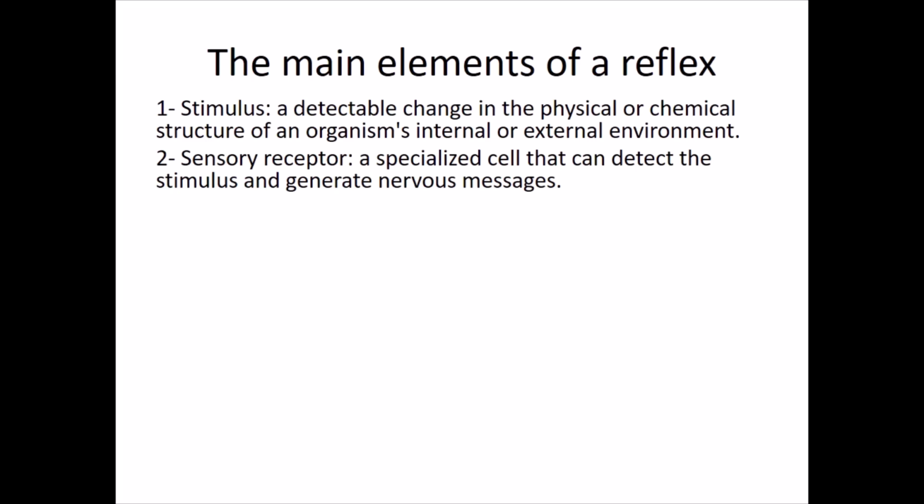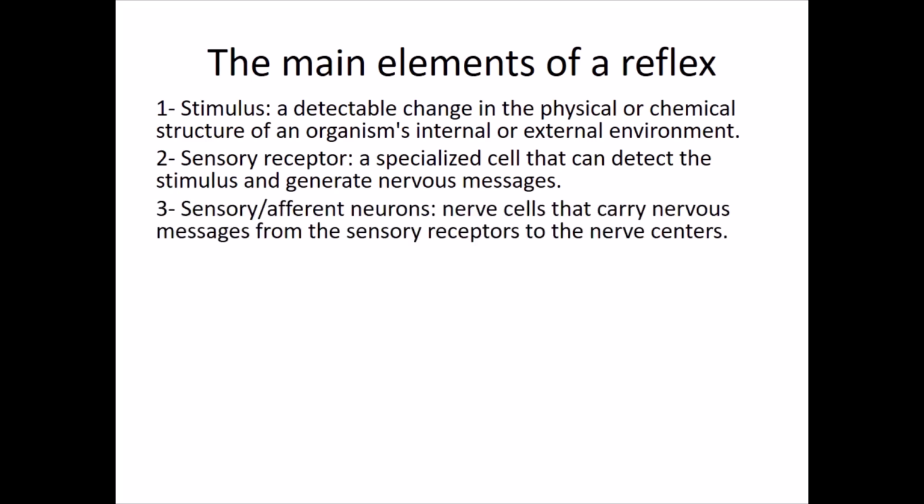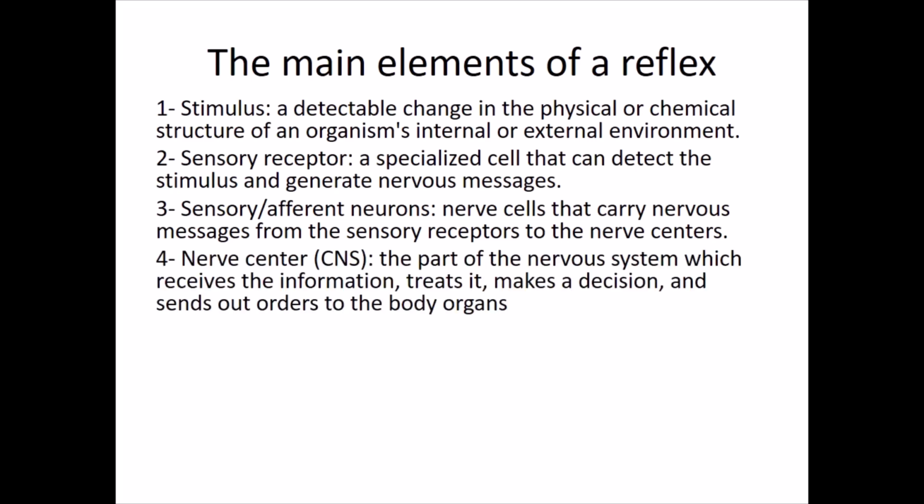A sensory receptor is a specialized cell that can detect the stimulus and can generate nerve messages. In your eyes, for example, you have photoreceptors which detect light. And in your skin, you have thermoreceptors that can detect temperatures. Then we have the sensory or afferent neurons, which are the nerve cells that carry the nervous messages from the sensory receptors to the nerve centers. The nerve centers being the brain and the spinal cord, the CNS.